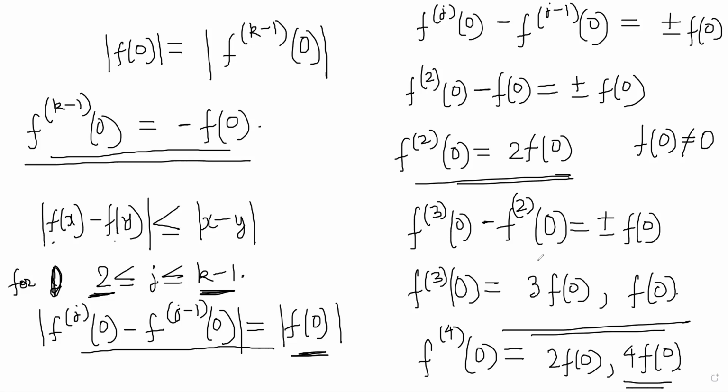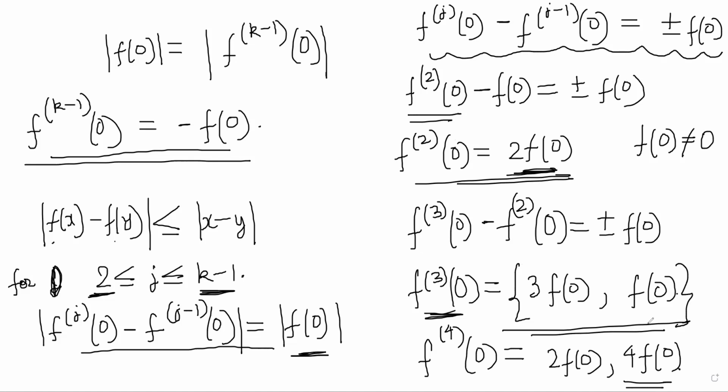Using this condition, for different values of j, we are getting f of 2 of 0 is twice of f of 0. F of 3 of 0 is either 3 times or 1 time f of 0. And similarly, f of 4 of 0 is either twice of f of 0 or 4 times f of 0. So basically, again, by induction, you can show that f of, I will rub off the space here.